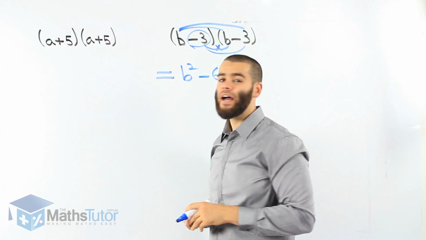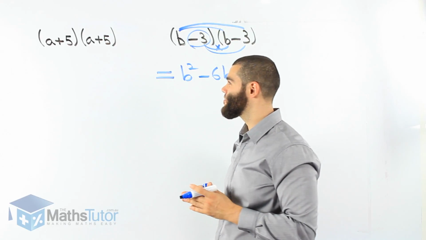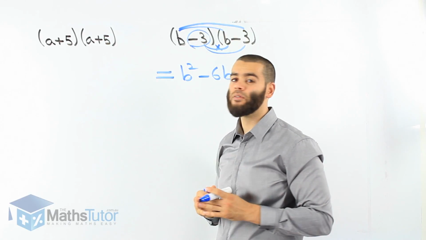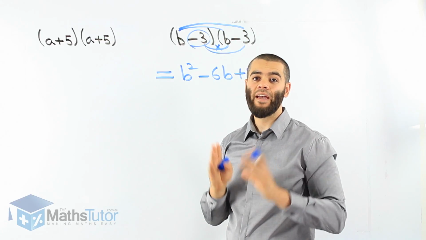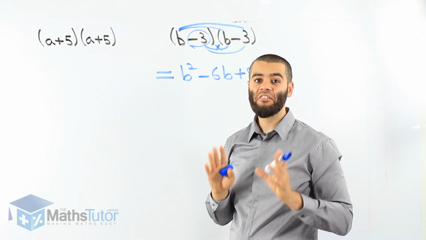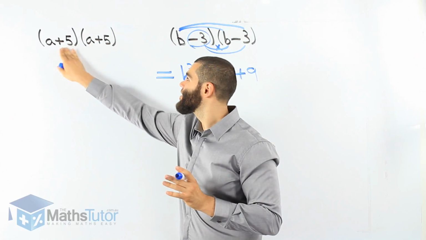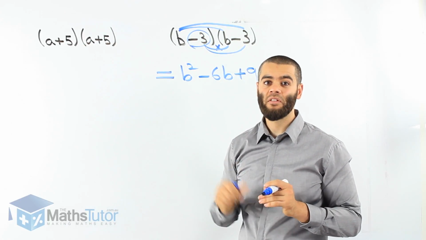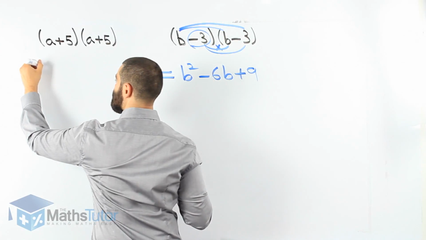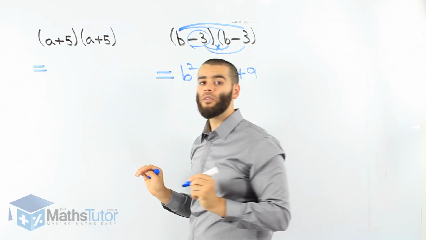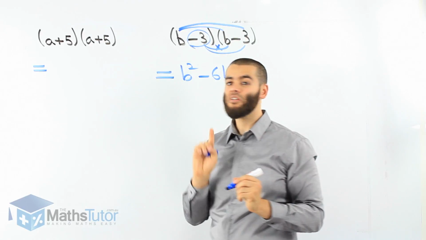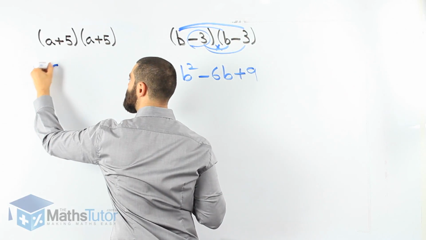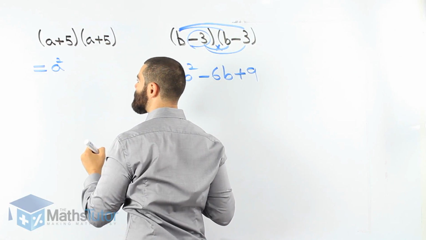Looking here again, we have a binomial product. a plus 5 in brackets times a plus 5 in brackets. We know it's not just any binomial product. These are called perfect squares. They are identical. We are multiplying them together. So we follow the same steps. Step 1. What did we say step 1 was? To square the first term. Square the first term, a squared.